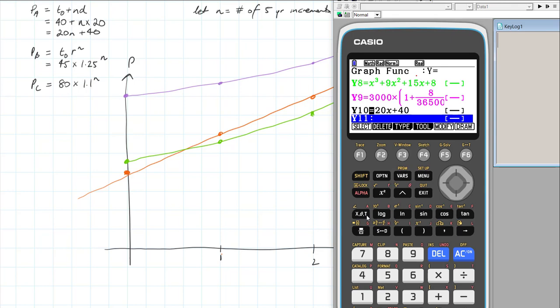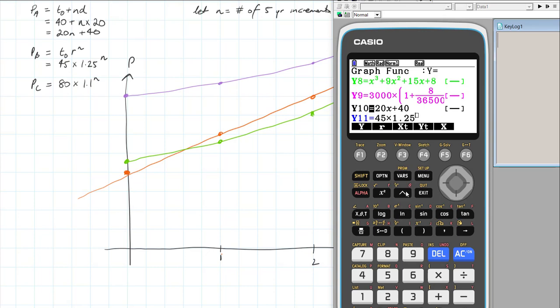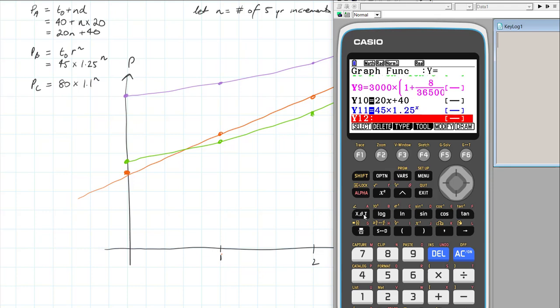My second model is going to be 45 times 1.25, and then to the power, which is this button here, of X. That's my second one, and that's in blue. And my third one, which will be in red, is going to be 80 times 1.1 to the power of X there. And I'll just press enter on that. So there's my three functions, blue, black, and red. I'm going to draw that now.